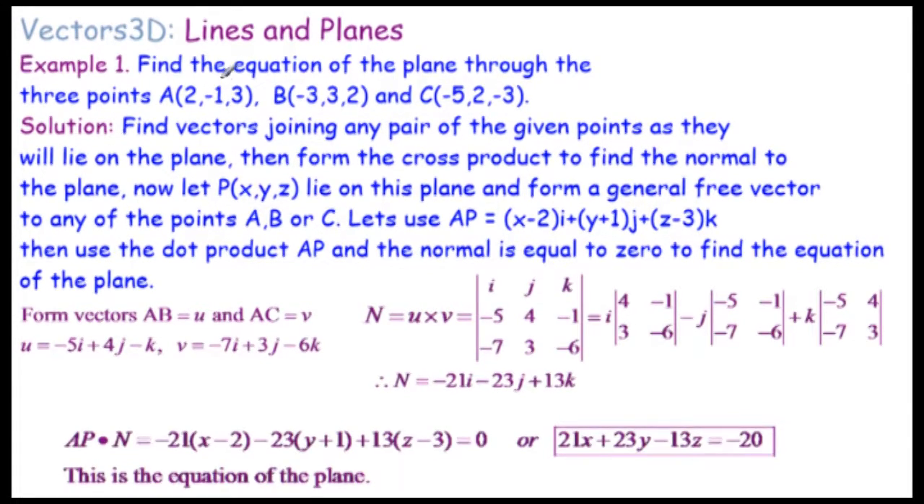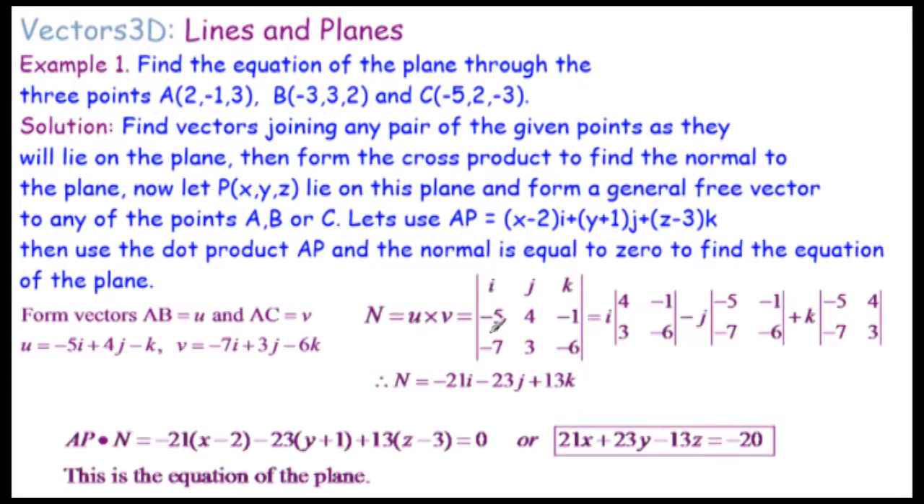Well, first up, we just find a couple of vectors. We generate a vector like AB, and say AC. If you've forgotten how to do that, let's have a look at AB. You go minus 3 minus 2 gives you minus 5, 3 minus minus 1 gives you 4, and 2 minus 3 gives you minus 1. So we just form the free vectors AB and AC.